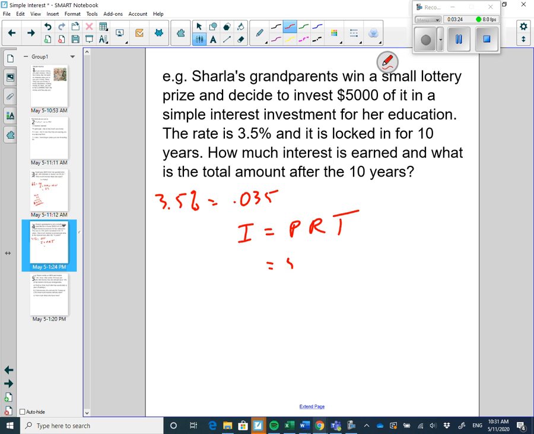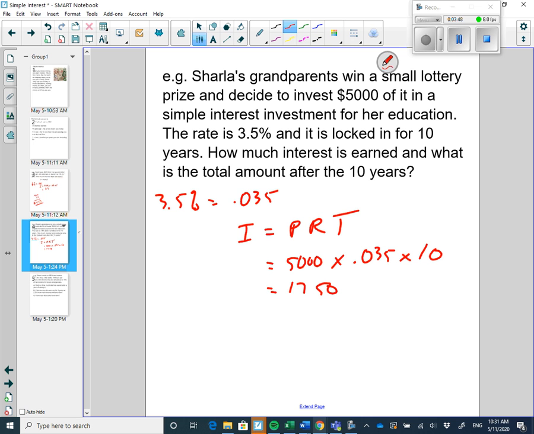The principal is 5,000. The rate is 0.035. This time it's for much longer. It's for 10 years. So she's going to earn a lot more interest because it's going to go longer. 5,000 times 0.035, I'm typing on my calculator, times 10. The interest earned is $1,750.